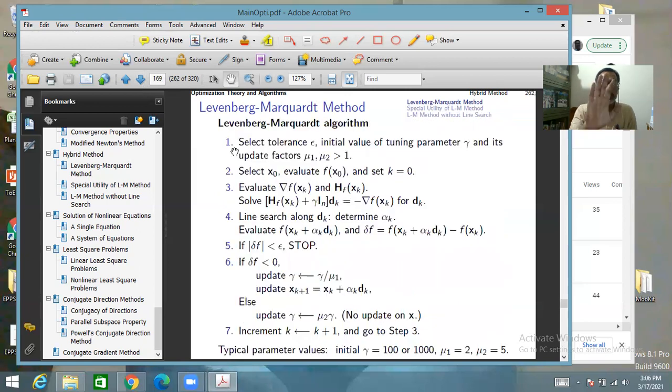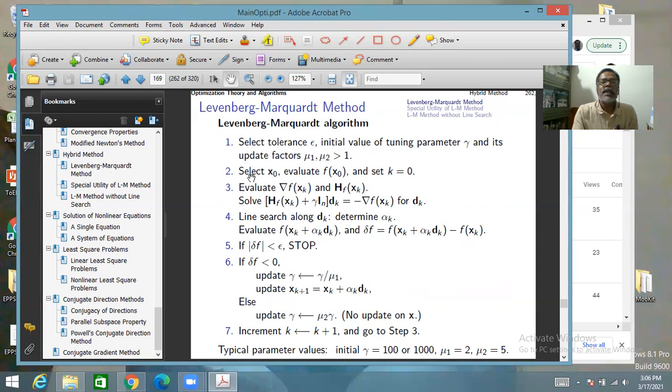So this is the arrangement. You would select a tolerance value, epsilon, as usual. Initial value of the tuning parameter, high. And update factors, mu1 and mu2, both greater than 1. Typically, you can take mu1 to be 2 and mu2 to be 5. We'll see where they are used.